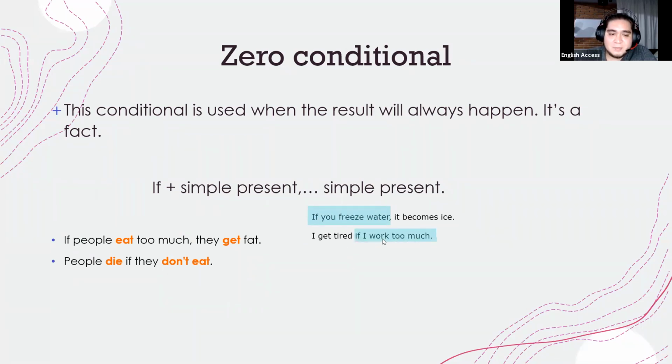Why? Because they are two separate ideas, right? They are only connected by a comma, or in this case, there is no comma, but it is clear that this idea is different from this one, right? Now that's how you get a zero conditional, okay? General ideas or facts, yes? Can you give me two more examples, please?